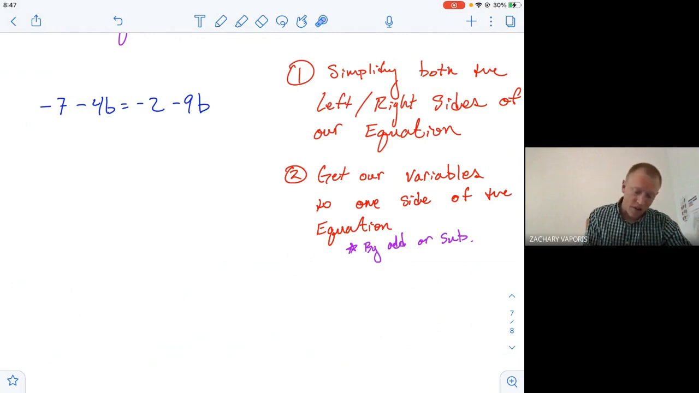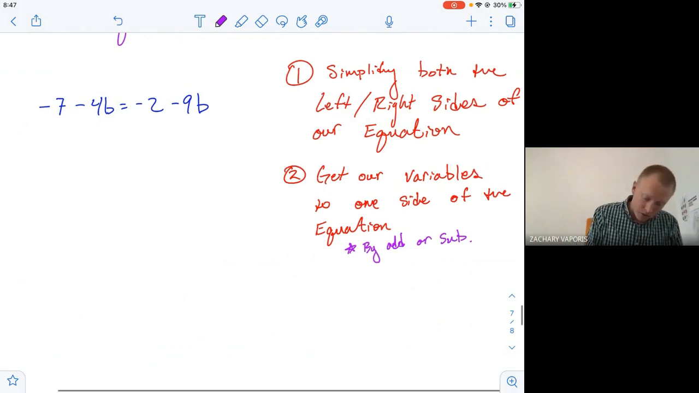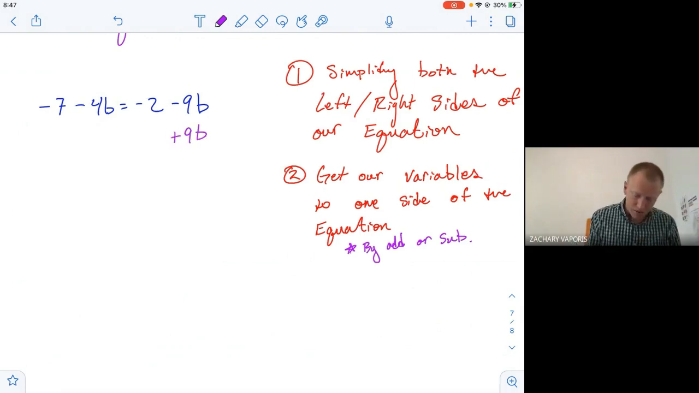So if I was to add this 4b to this side right here, -9 plus 4 is still going to be negative, right? That'll be -5. If I add 9b to this side over here, that would be positive. My personal opinion is I like to keep things positive if possible. So right here, step number 2, I'm going to go like this, plus 9b.